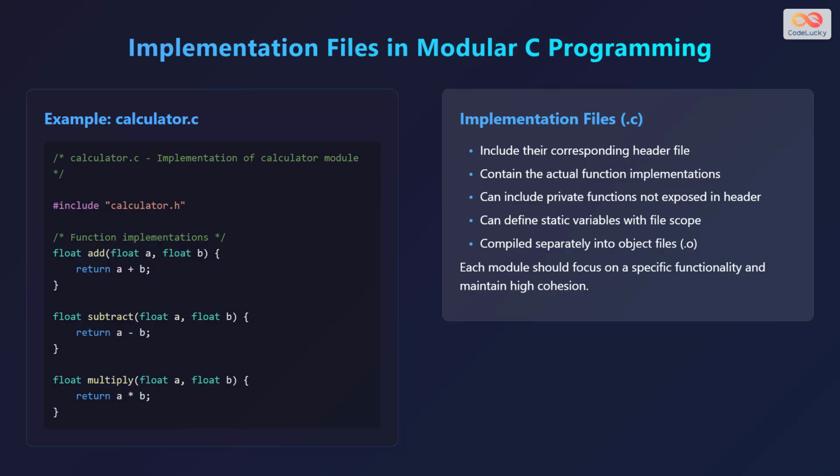The file includes calculator.h header file. It implements add, subtract, and multiply functions. Each function takes two float arguments, namely a and b, and returns their sum, difference, and product, respectively.